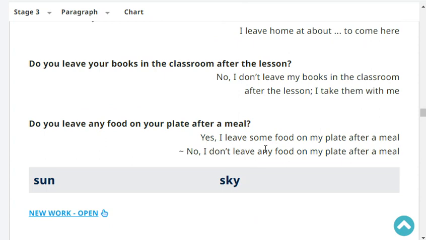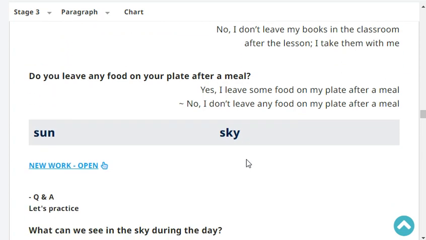Do you leave your books in the classroom after the lesson? No, I don't leave my books in the classroom after the lesson. I take them with me.